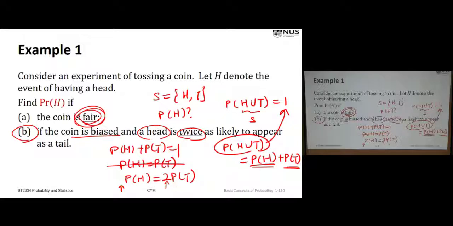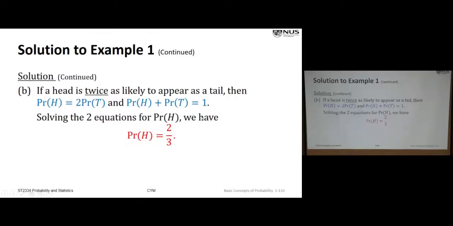So this is the second equation. Substitute in and solve the equations. Two equations for part B. So that's how you get the answers. So 2/3 for getting a head. You see, the computation is so easy you can guess. Twice, so probably the head is 2/3.